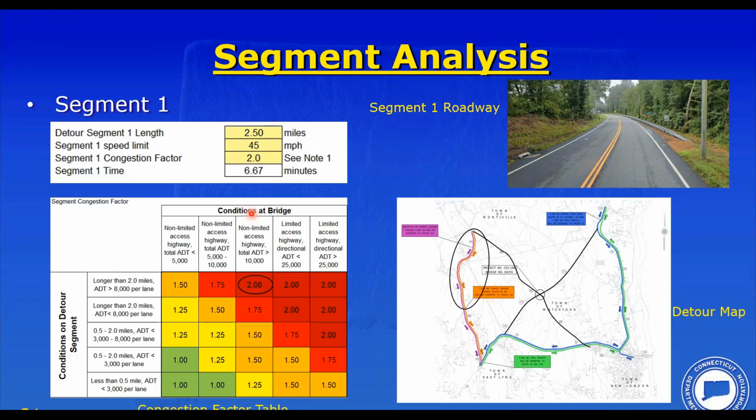So let's go back to this table we talked about before. The condition at the bridge is that Route 85 is a non-limited access highway with ADT in excess of 10,000 vehicles. As far as this segment, it's longer than 2 miles, and there are more than 8,000 vehicles per lane. So we end up with a factor of 2.0, meaning it's going to take twice as long to traverse this segment as it would if it was free flow with low ADT.